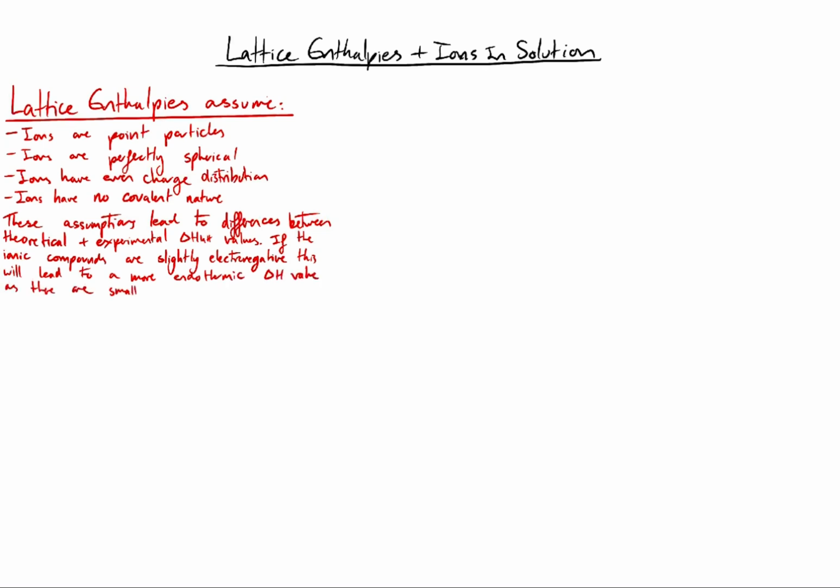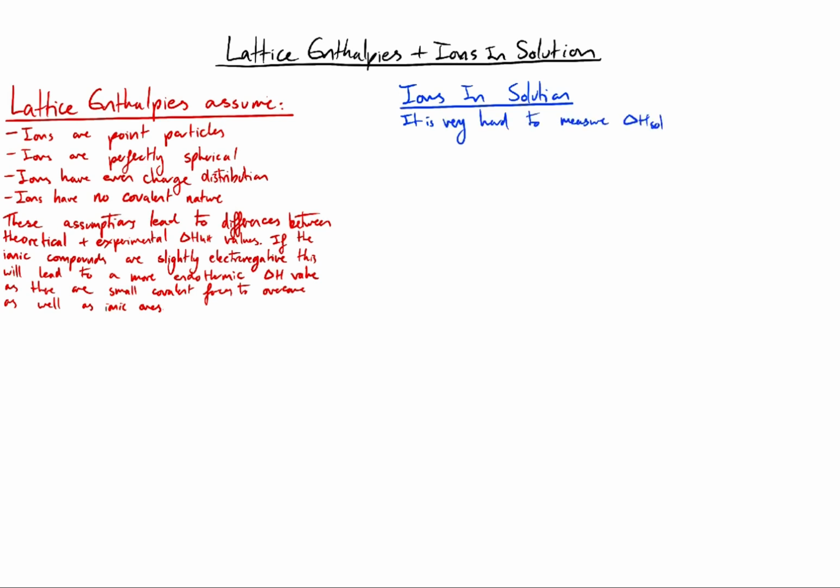Moving on to ions in solution, this is our new topic. It's very hard to measure the delta H of solution values experimentally due to the heat transfer of surroundings and the fact that ions don't instantaneously dissolve. Instead, we have to find the values another way using a Hess cycle.